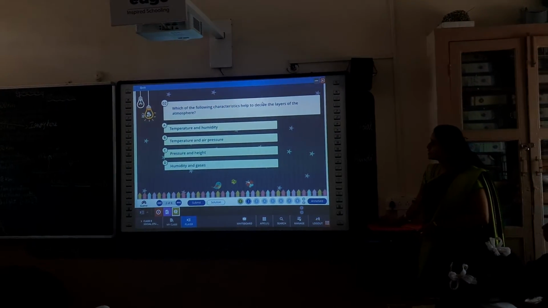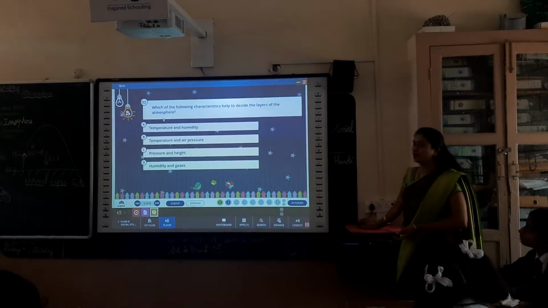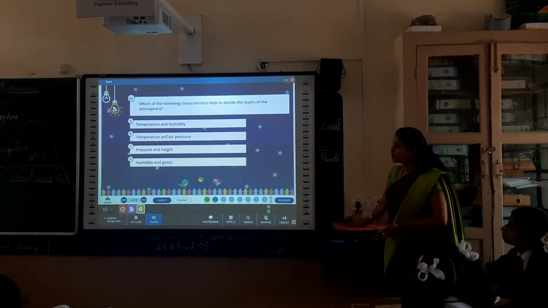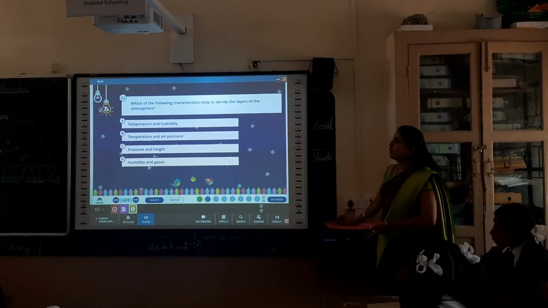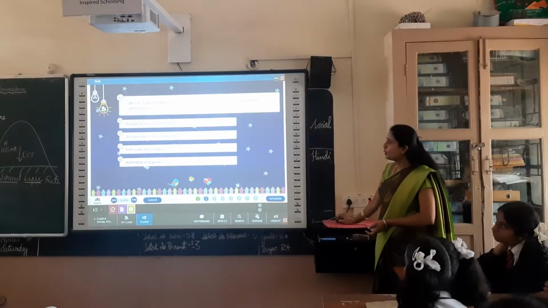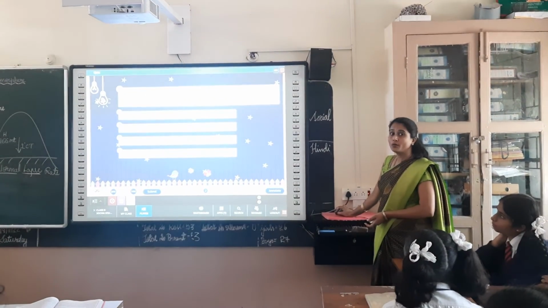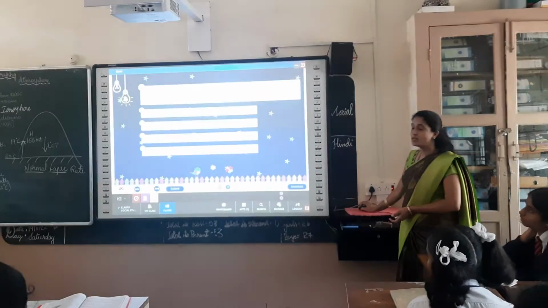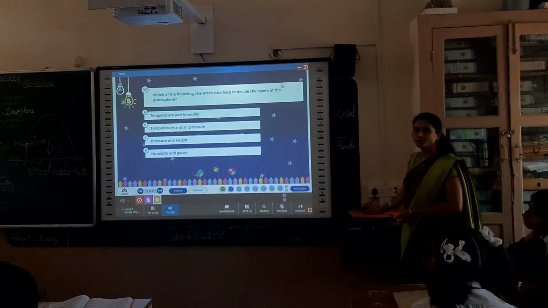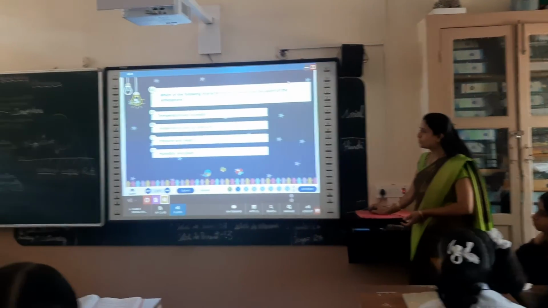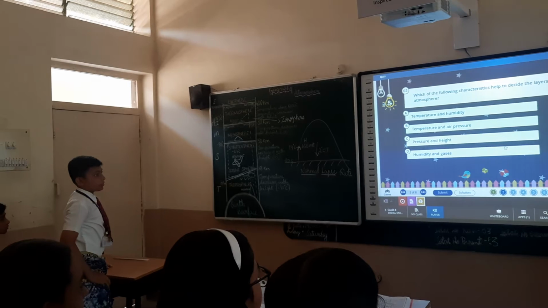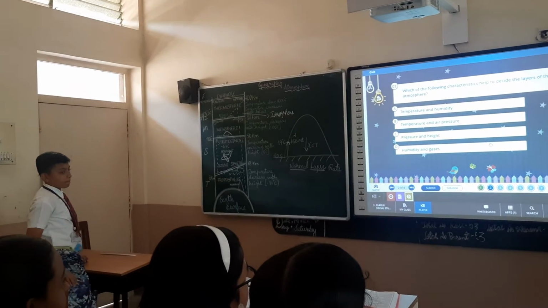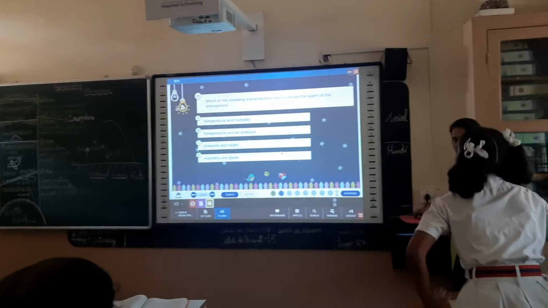Which of the following characteristics help to decide the layers of the atmosphere? Temperature and humidity, temperature and air pressure, pressure and height, humidity and gases. Based on what we are deciding the layers? Based on which factor? Be fast. Yes. Pressure and height. Is it correct or not?